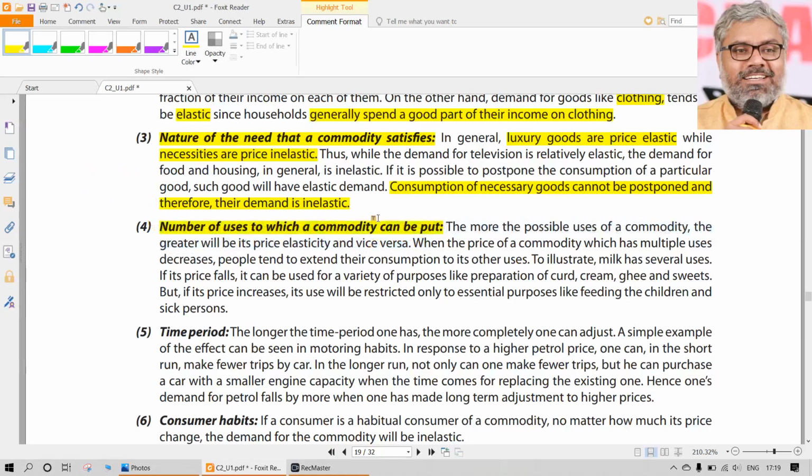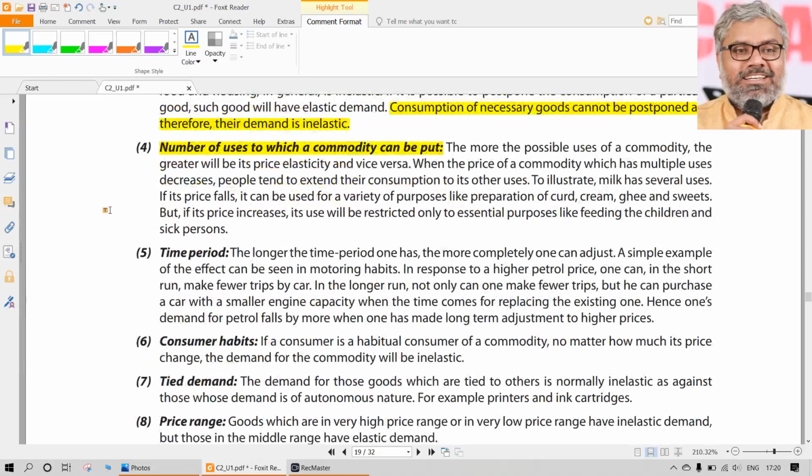That's it. That is the nature of the need that a commodity satisfies. That is also having an impact on the price elasticity of demand. Next, the fourth determinant of price elasticity of demand can be the number of uses to which a commodity can be put, or we can call it alternative uses of a commodity. If the commodity can be used alternatively, then the price elasticity will be higher. So the more the possible uses of a commodity, the greater will be its price elasticity, and vice versa.